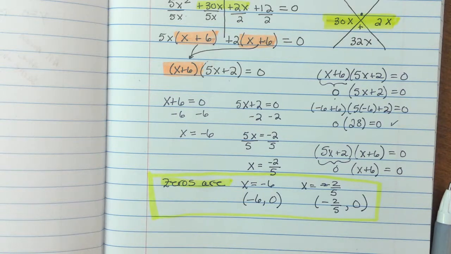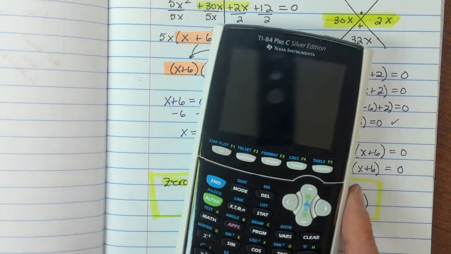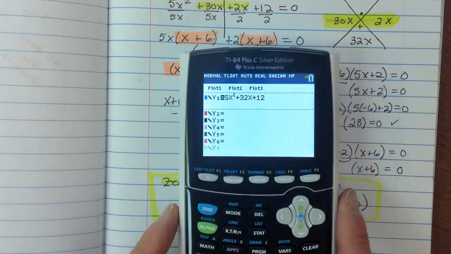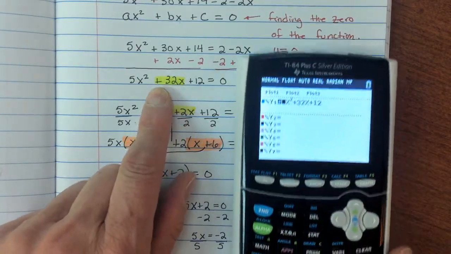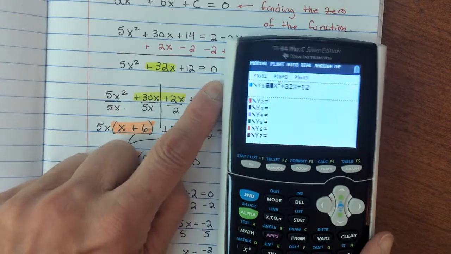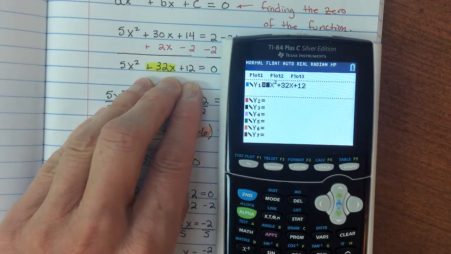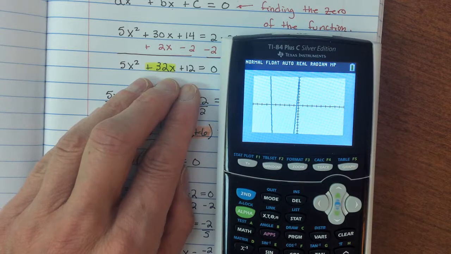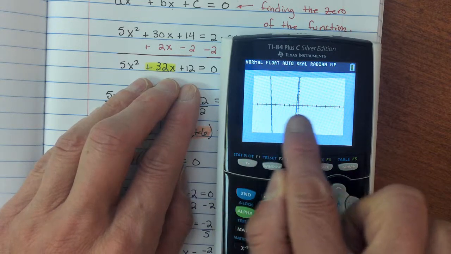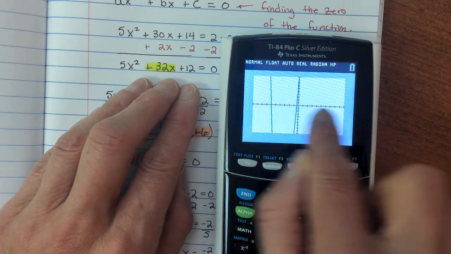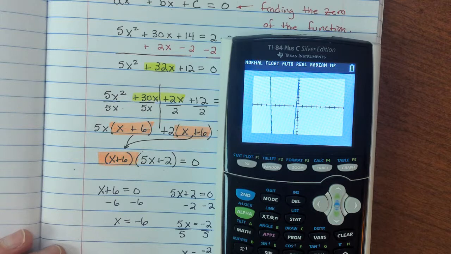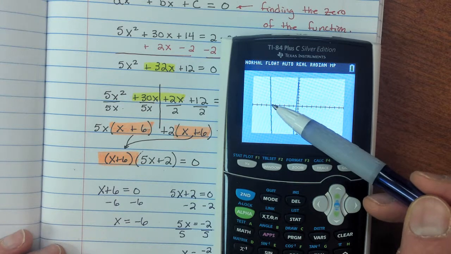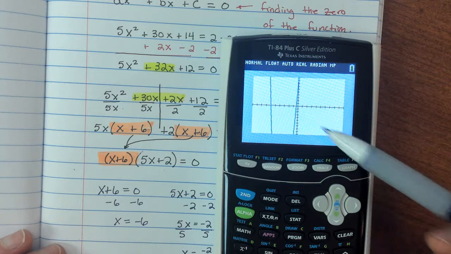So let me just show you how that would look in the calculator. So in my calculator, I put in this equation here after I got it set to 0. There is another way you could do it, but we're going to keep it like this for now. And when I graph it, if you remember, my zeros are on that x-axis because that x-axis is the equation y equals 0. So you can see I have an x-intercept here and an x-intercept here.